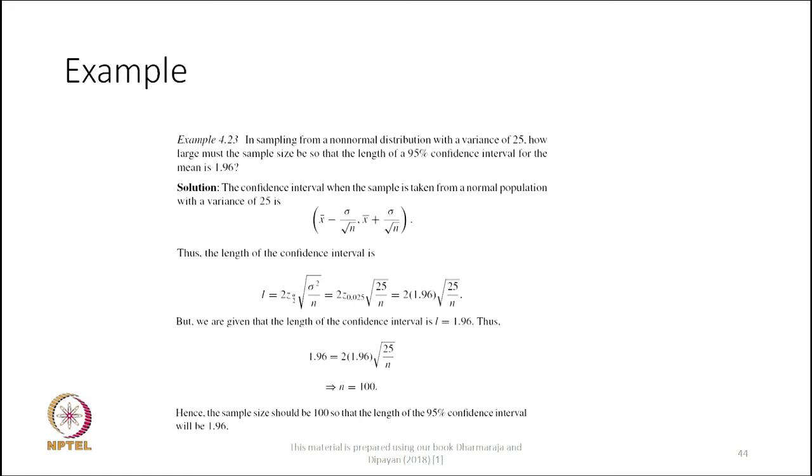That means, if you take a sample of size 100, then whenever the population mean is unknown and the population variance is known, you will get the length of the interval to be 1.96 with 95% confidence. With 95% confidence, the length of the interval is going to be 1.96 for a known variance, and the sample size has to be 100.